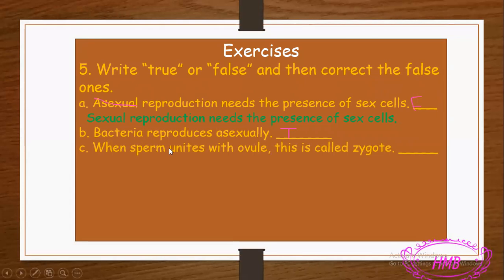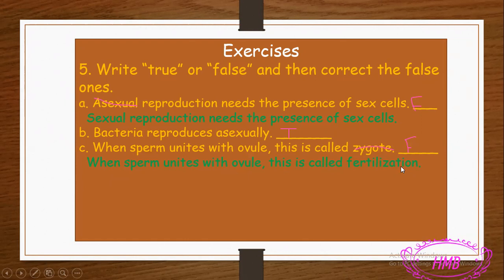C. When it is true, we do not repeat it. Okay, it's true, we skip it. When sperm unites with the ovule, meaning when sperm and ovule join together, this is called zygote. So when they join together, is this joining called zygote? It's wrong. Zygote is the name of the cell that results from this joining. But the joining itself, we will cross out zygote, and the joining itself is called fertilization. So when sperm unites with ovule, this is called fertilization.